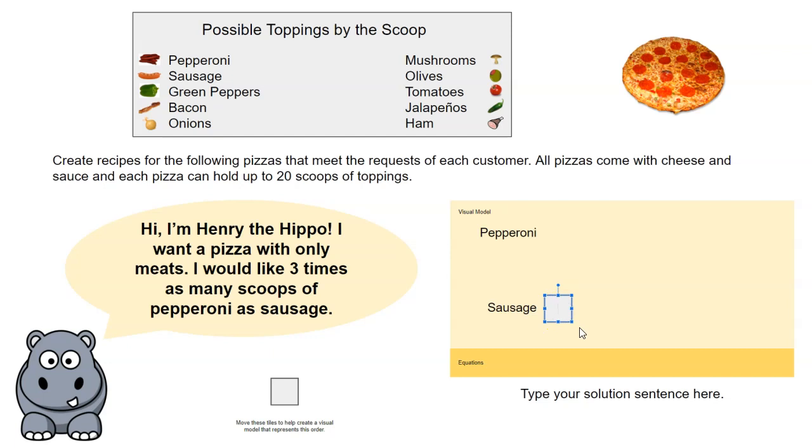So for example, if you chose, let's say, 4 scoops of sausage, then you would need to take the tile for the pepperoni and use that tile 3 times. So simply putting the same value as the sausage in each square, but doing it 3 times.